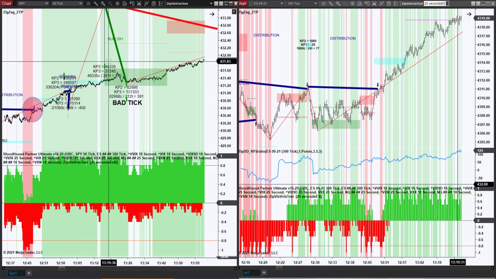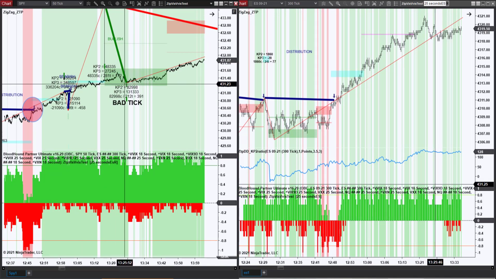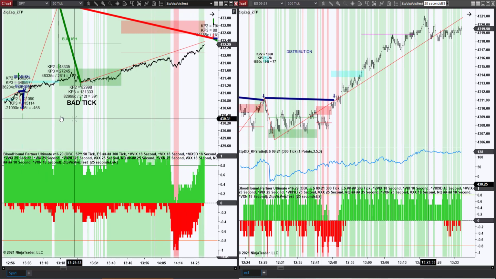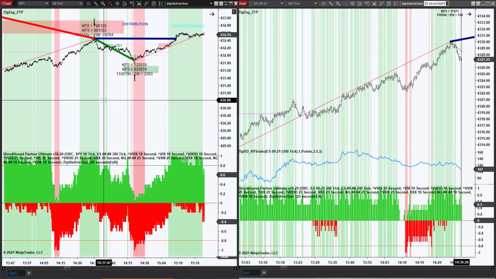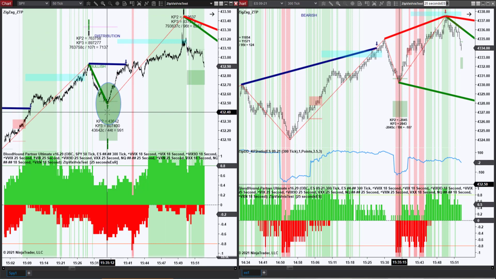We had a bad tick here, and that's resulting in this long signal right here. But just because it's a bad tick doesn't mean we're going to count that as a trade. Our next long trade is from here.